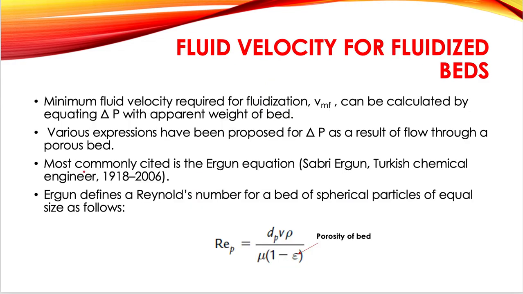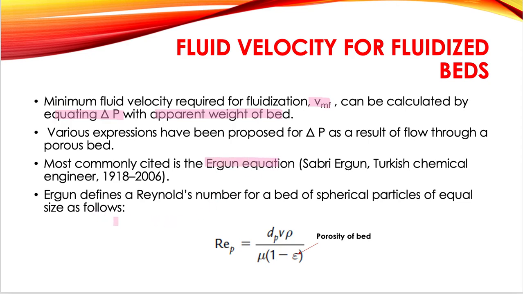So we've mentioned earlier that to characterize the fluid velocity in a fluidized bed, we have three equations to represent it, and these equations are based on the types of flow: laminar, turbulent, and also a global flow. The minimum fluid velocity required for fluidization is Vmf, and this can be calculated by equating the pressure drop with the apparent weight of the bed. Various expressions have been proposed for calculating this pressure drop, and the most commonly cited is the Ergun equation.